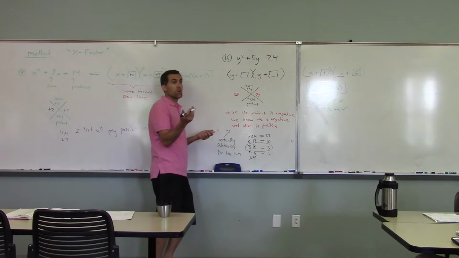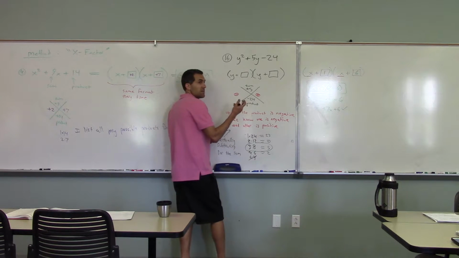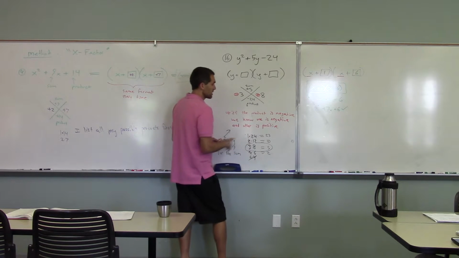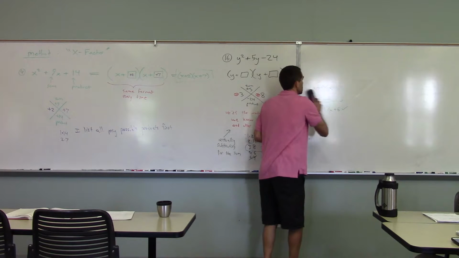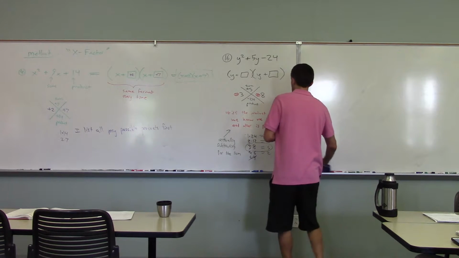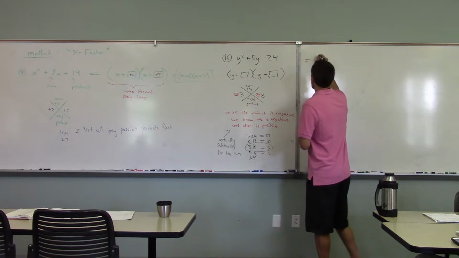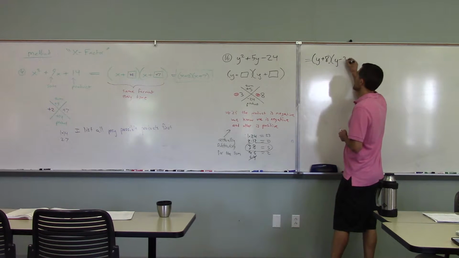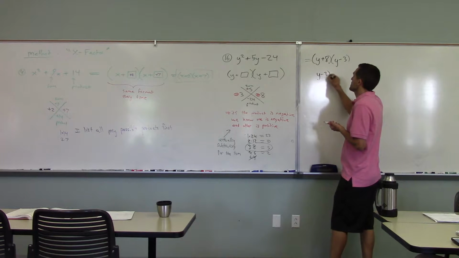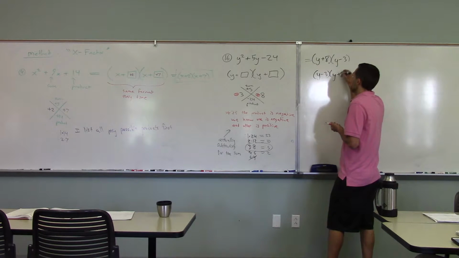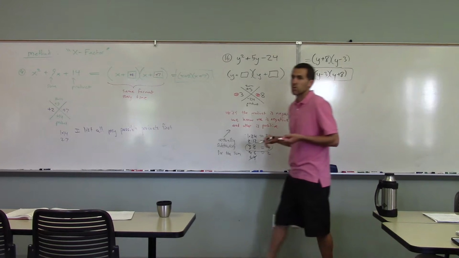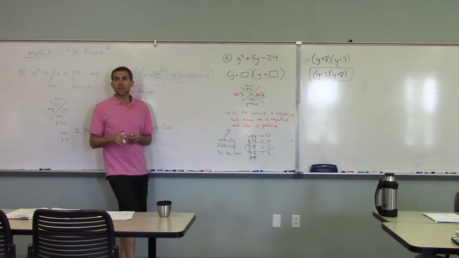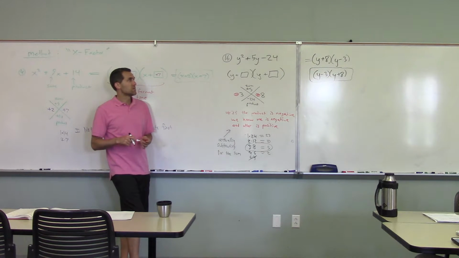Yeah, because there were more positives left over in the end, exactly. So I know my answer is, I don't have room right here, but just on the other side here, I know my answer is y plus 8 times y minus 3, or in the reverse order, y minus 3 times y plus 8, absolutely the exact same thing, right? The order doesn't matter. What does matter is which one has a negative and which one does not. Okay? But that's the way we do it.